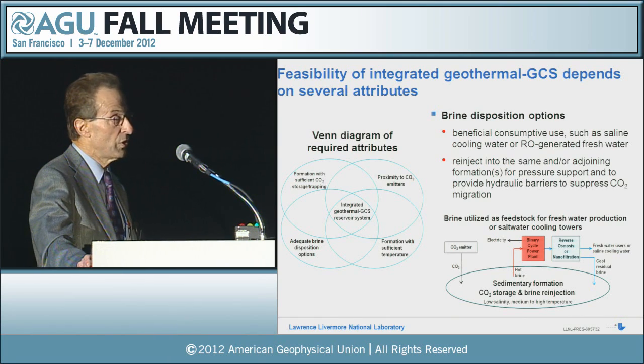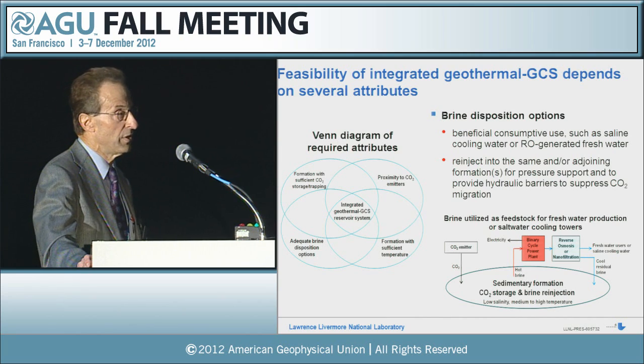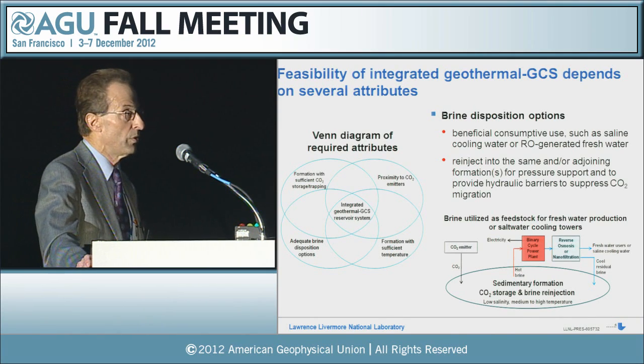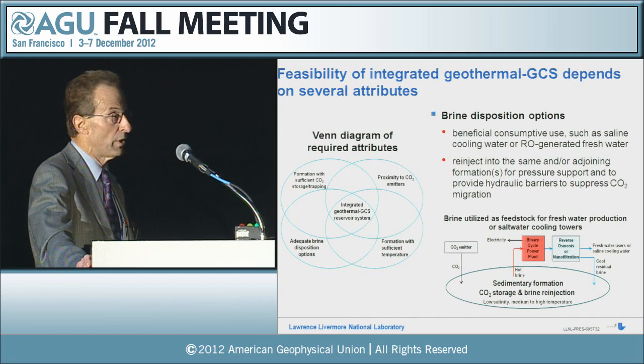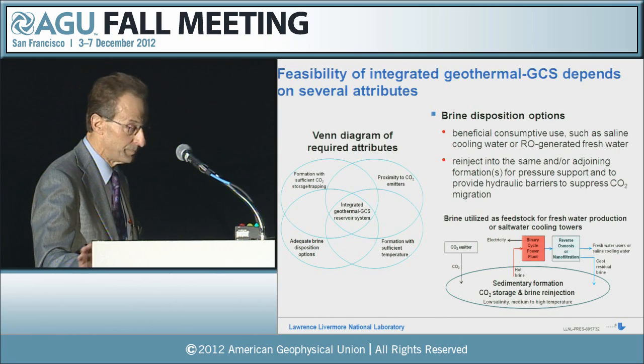While we were focusing on CCS, we were looking at ways of trying to offset the parasitic use of water by capturing CO2. So we were looking a lot at using this water beneficially. More recently, with more of a geothermal perspective, we've been looking at re-injecting this water for pressure support and generating artesian conditions within the reservoir to help improve energy production.